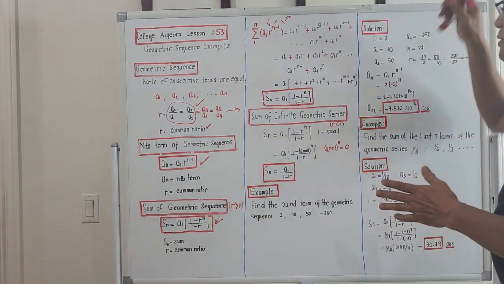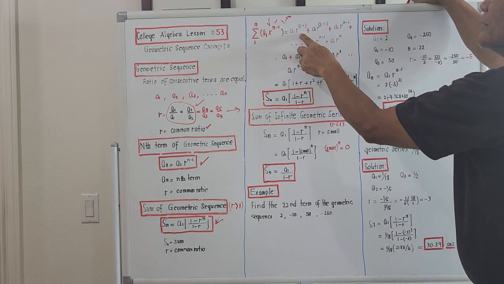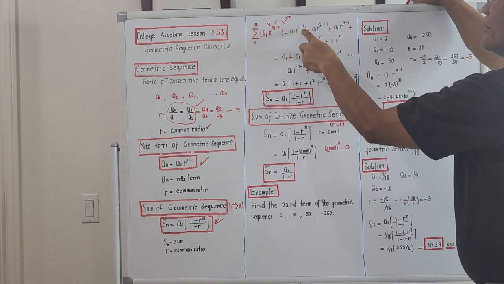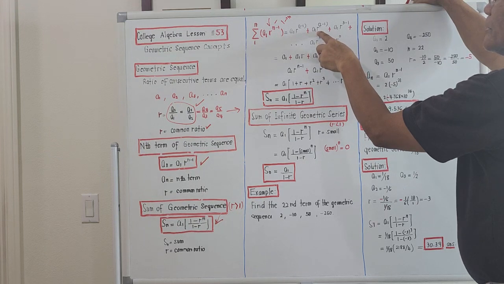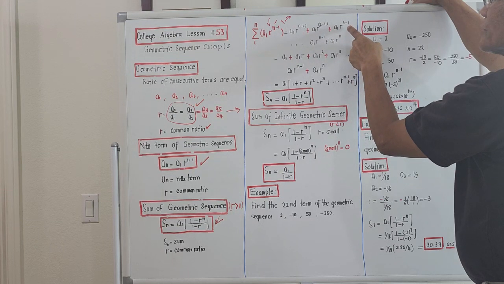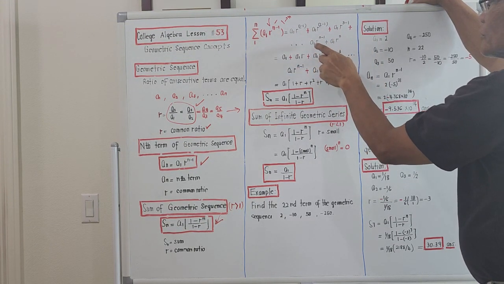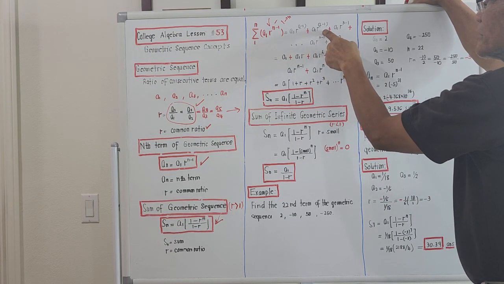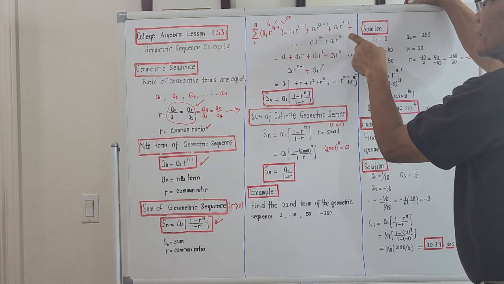So if we try to expand this one, it will be A1 times R. When n is 1, this should be 1 minus 1. Next one, A1R. When n is 2, the power of R will be 2 minus 1. Next one, this should be 3 minus 1. Plus dot dot dot. Second to the last, it should be A1 times R raised to n minus 1. And the last one will be A1 times R raised to the n power.